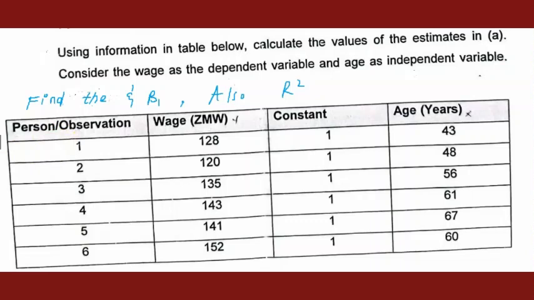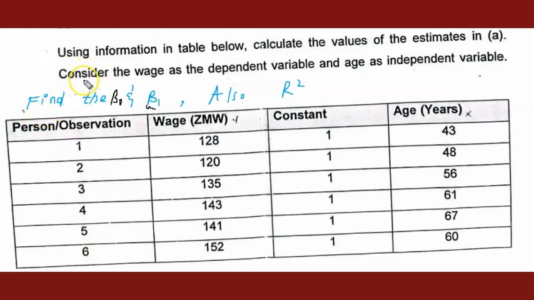In this video, we want to find the beta naught and the beta 1, also R squared. The question is, using information in the table below, calculate the values of the estimate in A. So it's a revision question. That's why I've just written this. We had some things up there. Hope you guys can laugh at my handwriting.